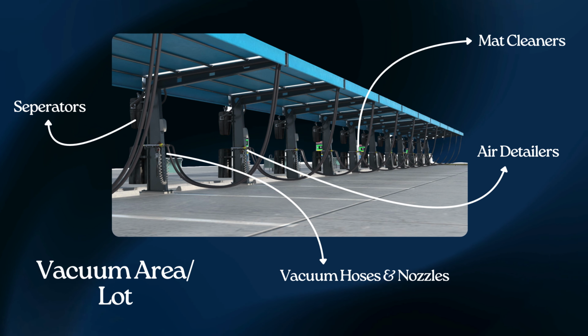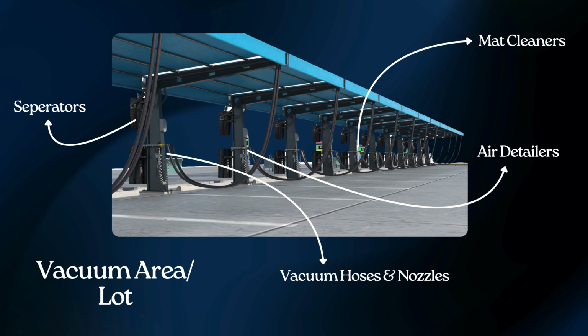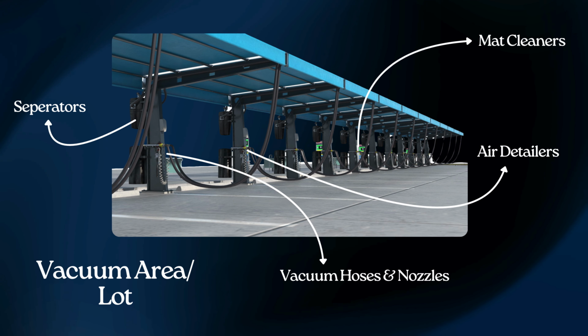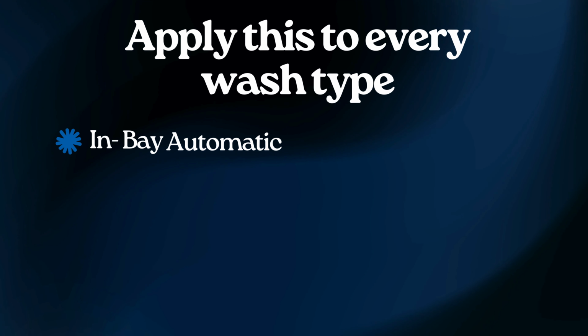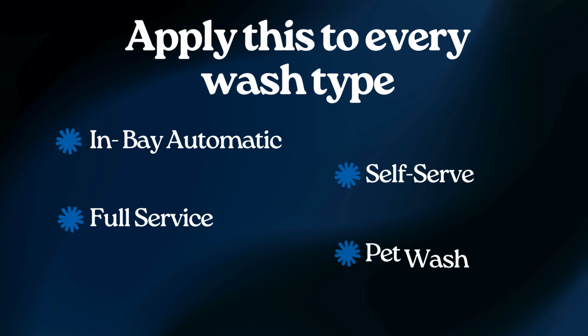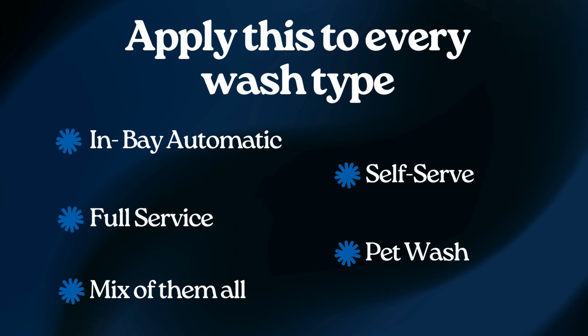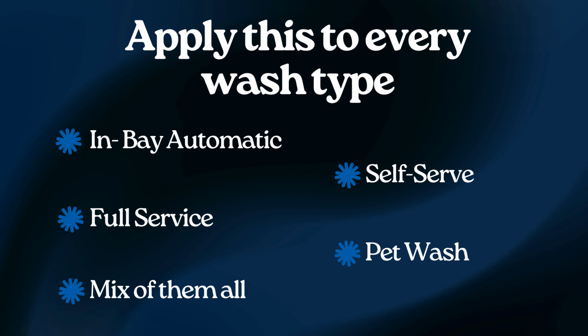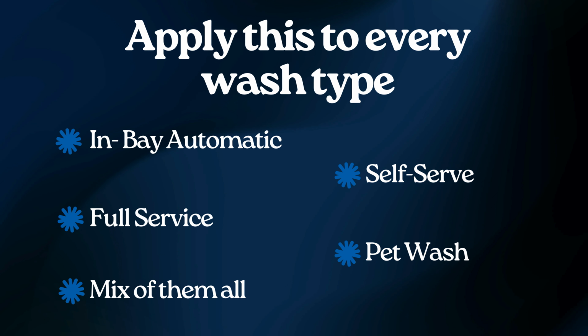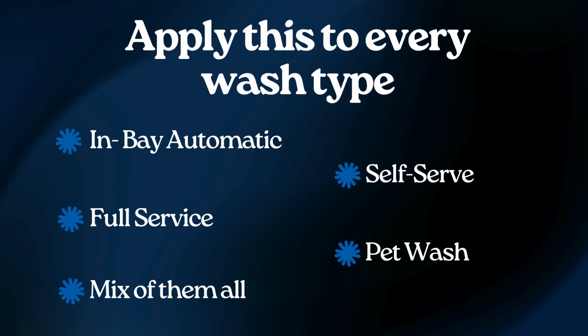And don't worry about getting everything perfect right away. Equipment can always be added, removed, or rearranged as your setup changes. Apply this same process to every wash bay and area at your location. Whether you operate an in-bay automatic, self-serve bays, a full-service wash, a pet wash, or a mix of them all, follow the same structure for each area.